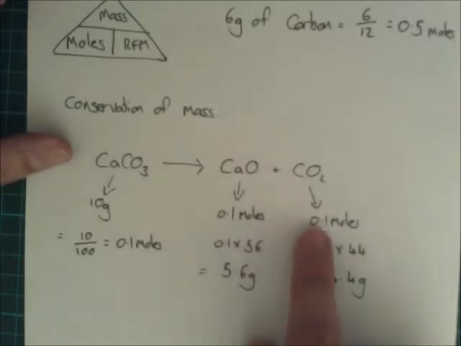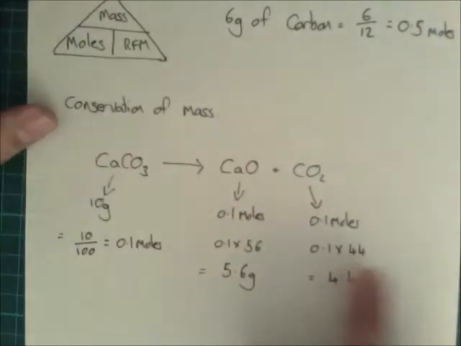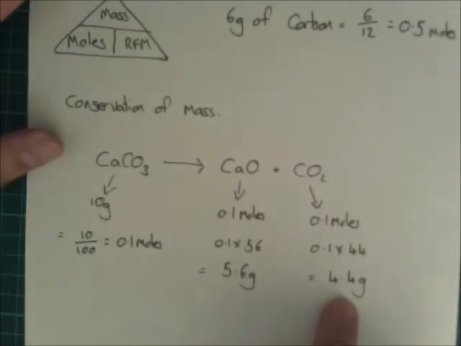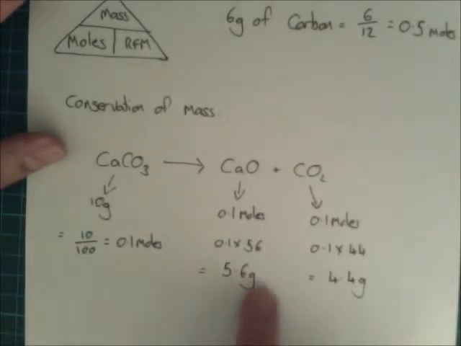And if we do the same for carbon dioxide, 0.1 times 44, a 12 plus 2 lots of 16, gives us 4.4 grams. And the idea of conservation of mass is proved here because 10 grams will split up into 5.6 and 4.4, showing another 10 grams made.